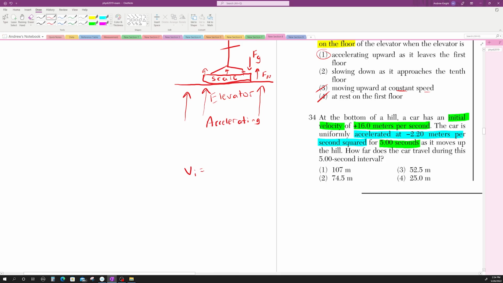Well, my initial speed again is 16 meters per second. My acceleration is a negative 2.2 meters per second squared. My time is 5 seconds. And I want to know how far does this car go? Looks like we need to go to the reference table.